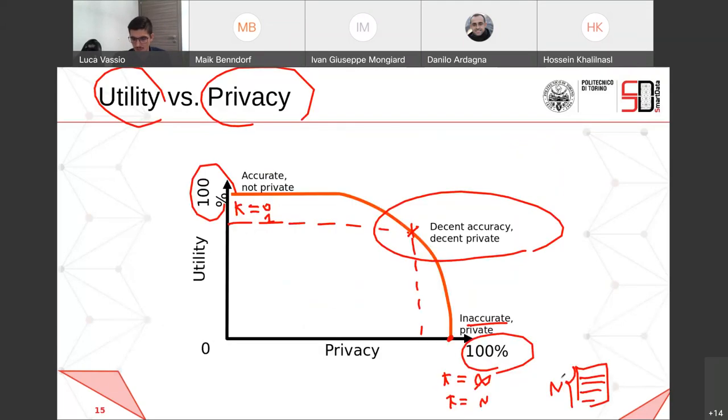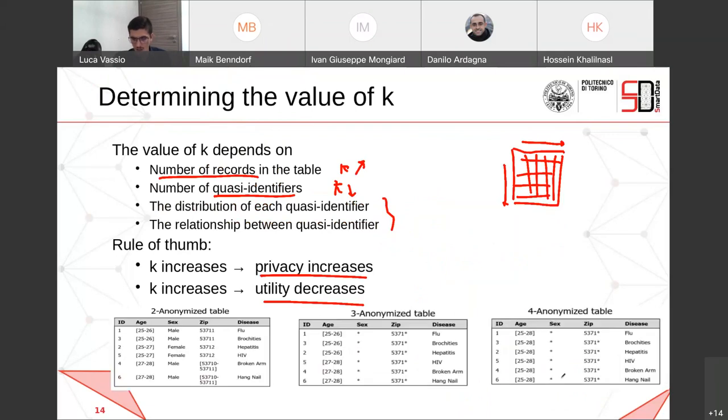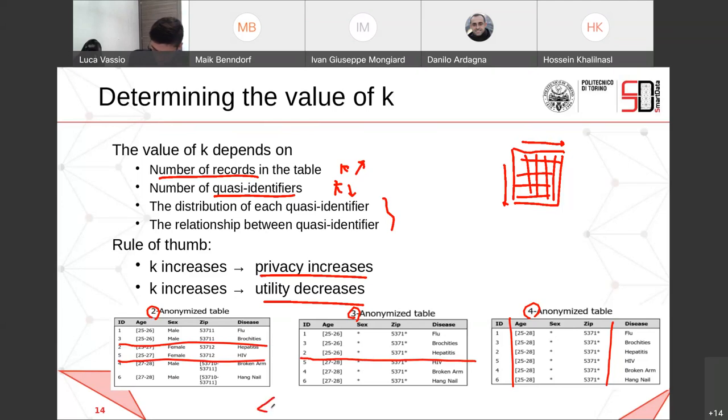And so at the end, the problem is that it's hard to say the best value of k. It's always a trade-off, a compromise between utility and privacy. If you take this example here, this is the same dataset, just this is two-anonymous, this is three, and this is four-anonymous. If it's four-anonymous, as you see, all the quasi-identifiers are equal, so we cannot really use the dataset for more statistics. If it's three, we can still discern something because there are two groups. And if it's two, here there are three groups. Of course, here there is more utility, and here there is more privacy.